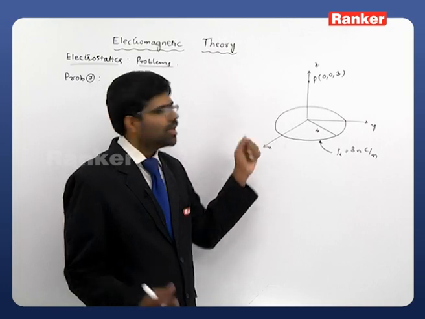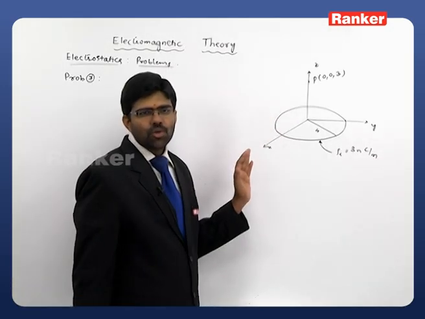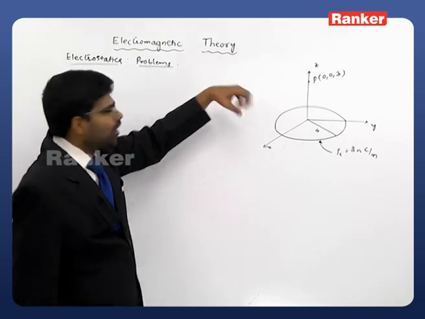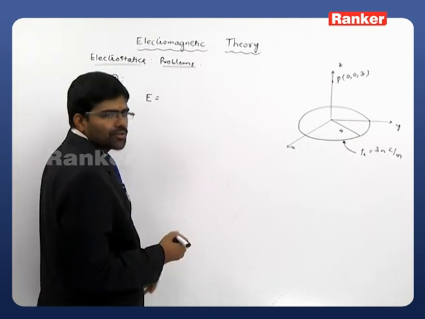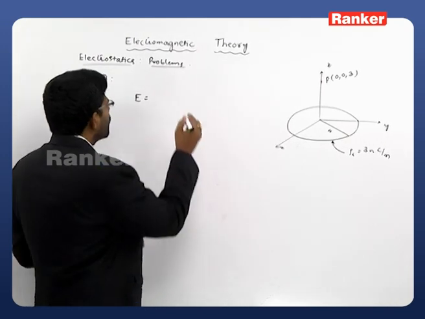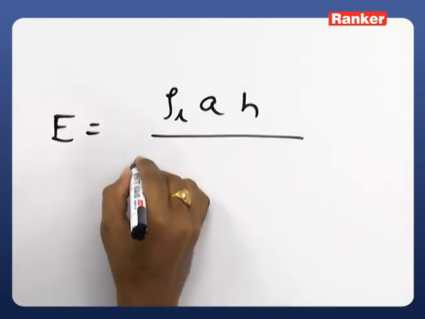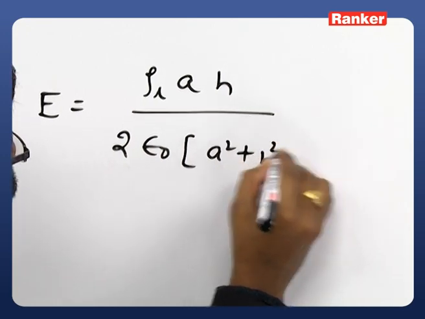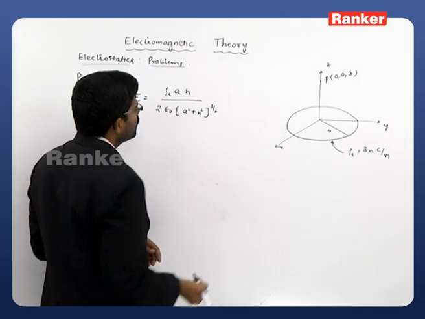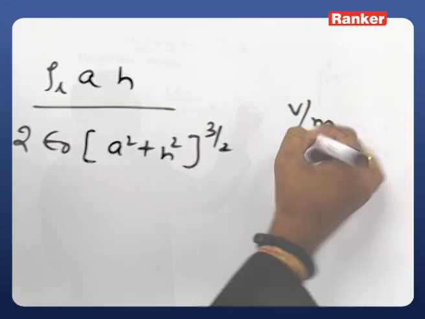Now what we have to do is correlate the data given to us with that expression. So I will get the equation for the electric field intensity because of a loop. The electric field intensity is already known to us, which equals rho L A H divided by 2 epsilon naught times (A square plus H square) whole power 3 by 2. So this is the equation for electric field intensity, in volt per meter.